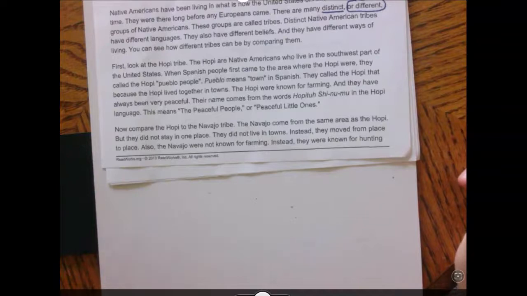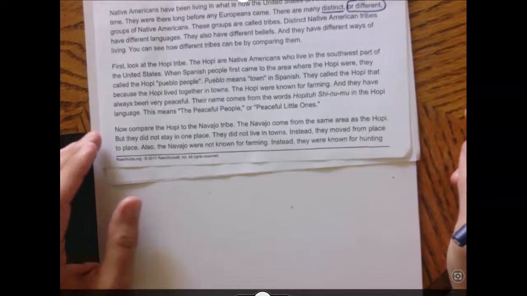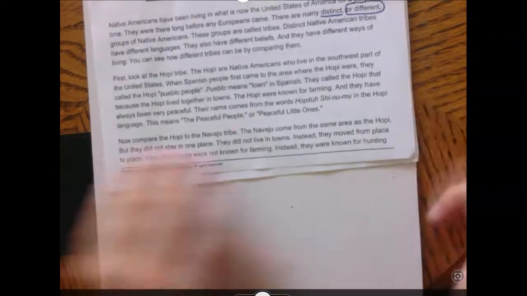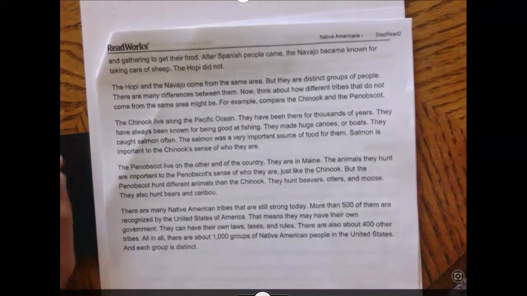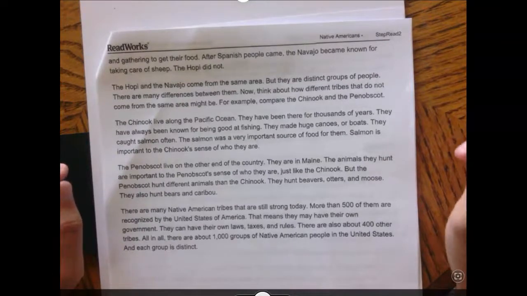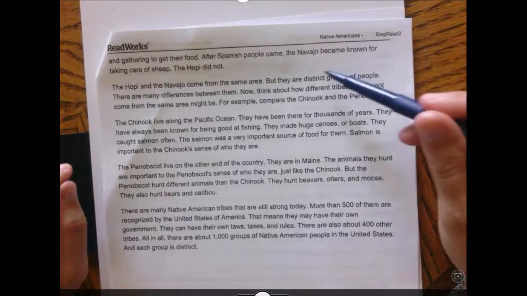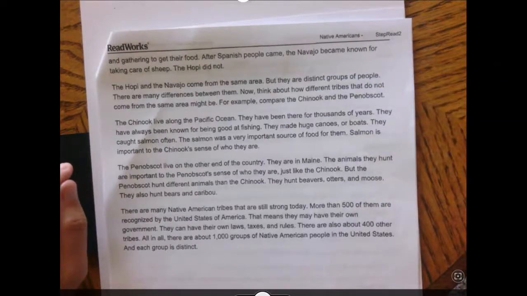Also, the Navajo were not known for farming. Instead, they were known for hunting and gathering to get their food. After Spanish people came, the Navajo became known for taking care of sheep. The Hopi did not. The Hopi and the Navajo come from the same area, but they are distinct groups of people. There are many differences between them.